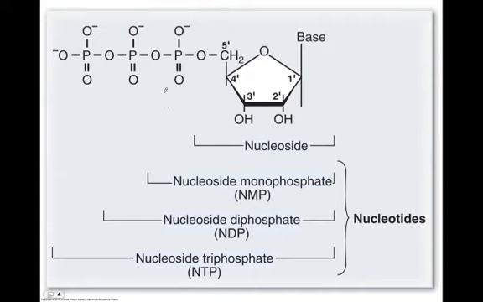The addition of one phosphate group, shown here, generates a nucleoside monophosphate, denoted NMP. The addition of two phosphates generates a diphosphate group, or NDP, and likewise, the addition of three phosphates generates a nucleoside triphosphate. Again, a sugar and a base is referred to as a nucleoside, whereas a base, a sugar, and a phosphate group is referred to as a nucleotide. This will become important when we talk about synthesis and salvage.